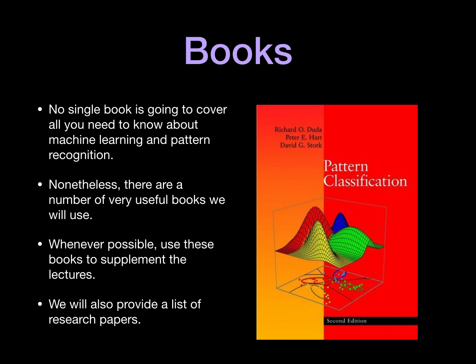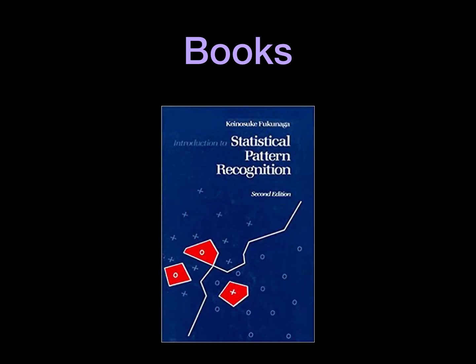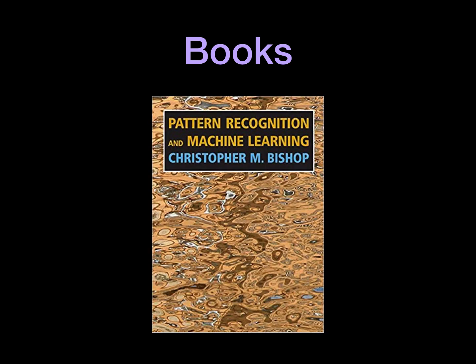The first one is called Pattern Classification by Duda and Hart. There's also Fukunaga's Statistical Pattern Recognition, which is very well designed, very well written, and very accessible. There's obviously also the book called Machine Learning: A Probabilistic Perspective by Murphy, that I would highly recommend, and I have also used to prepare my notes. And there is another modern book called Pattern Recognition and Machine Learning by Christopher Bishop, which is extraordinary and very complete.